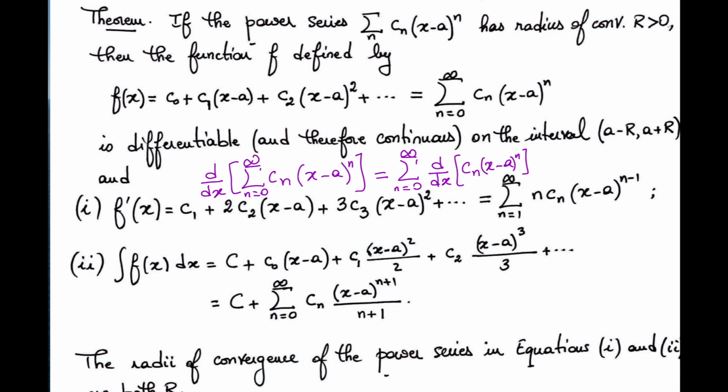Make sense? Because the derivative of those guys is n c_n (x minus a) to the power n minus 1, correct? So that's what we mean by term by term. You just differentiate exactly as you would do for polynomials. Furthermore, you can integrate term by term as well.